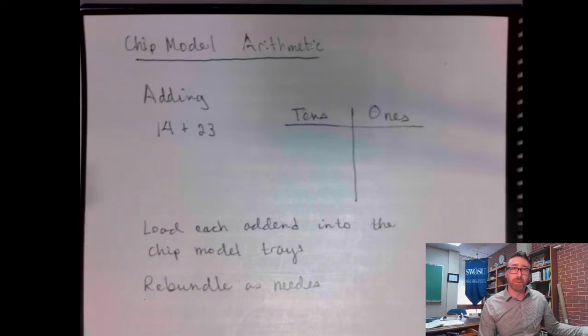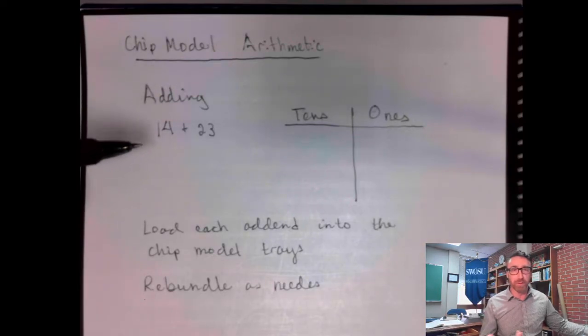In this video we are going to talk about using the chip model for dealing with the basic operations of addition and subtraction. So let's review the chip model for addition. Let's say we want to do 14 plus 23.